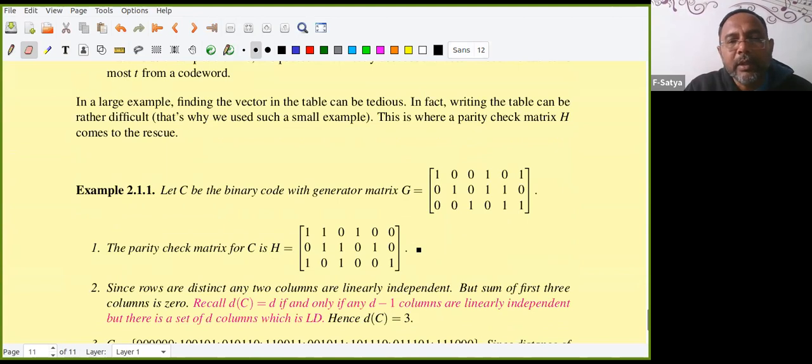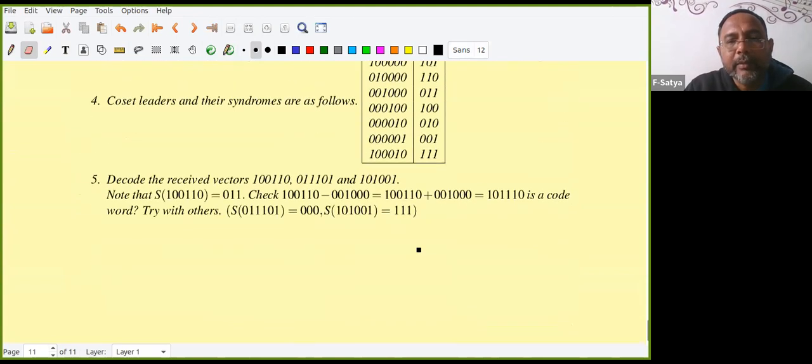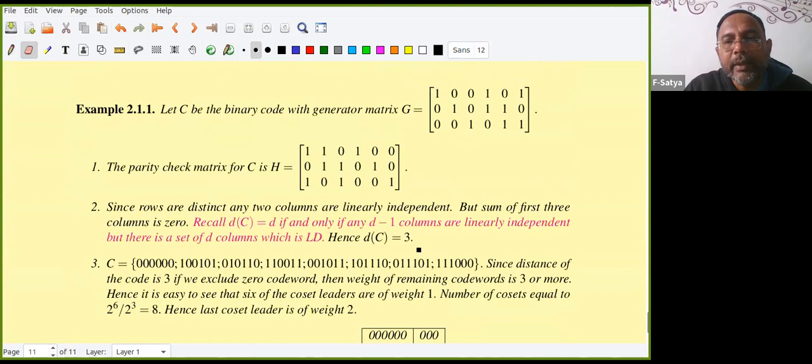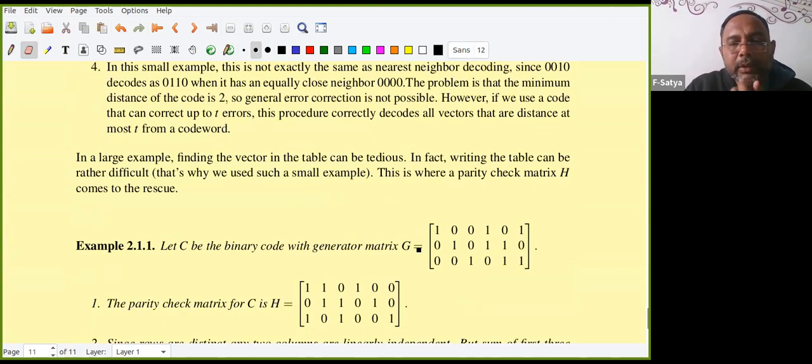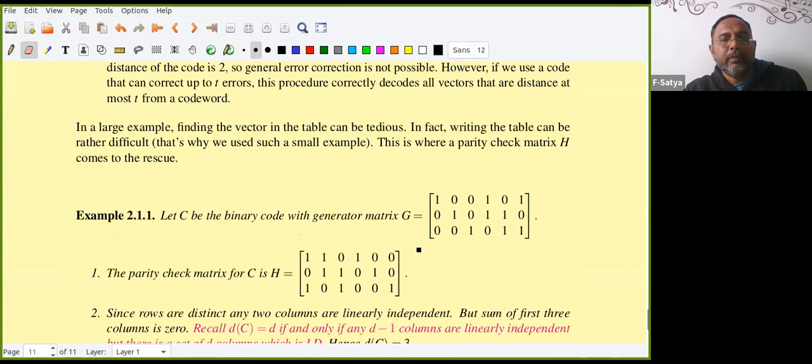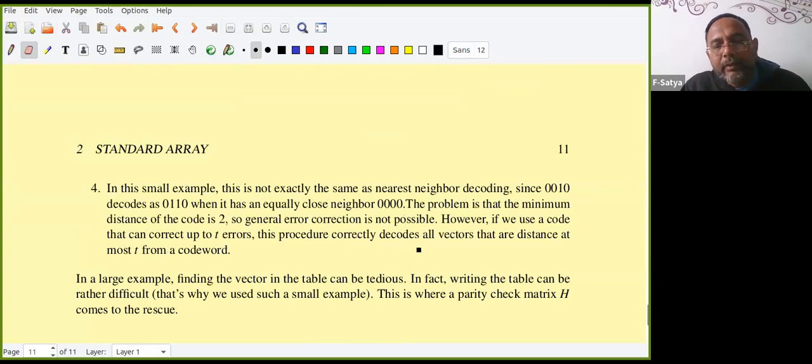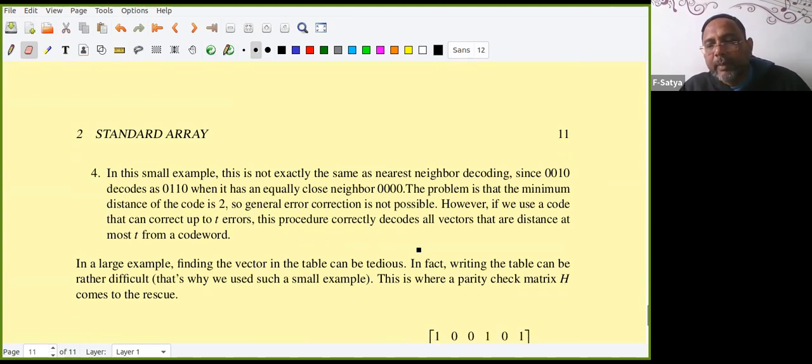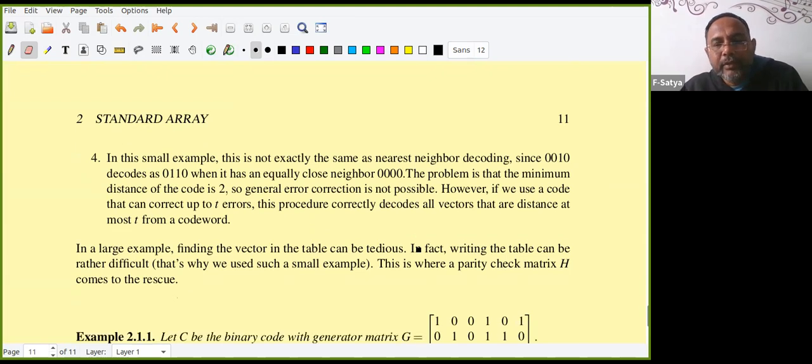I want to conclude a little now because you already took a lot of time. So I'll end with this example, okay? So that it will be better for you. For example, I have a binary code. Just let me read this. In a large example, finding the vector in the table can be tedious. In fact, writing the table can be rather difficult. That's why we use a small example where the parity check matrix comes in.